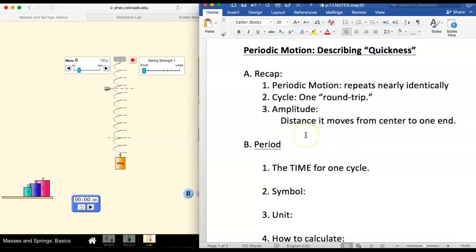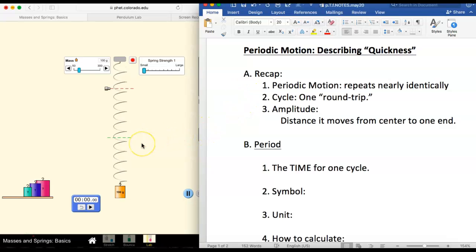These notes will help you do the homework on period, frequency, and amplitude. Here are the notes, and I will put them in topics in Cabinet so that after I've filled them out, you can access them. First, a quick recap.